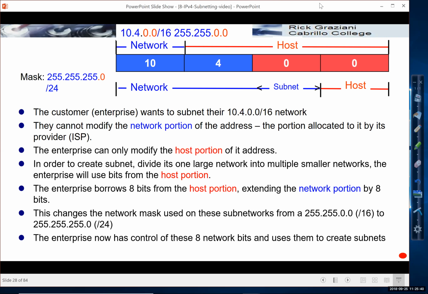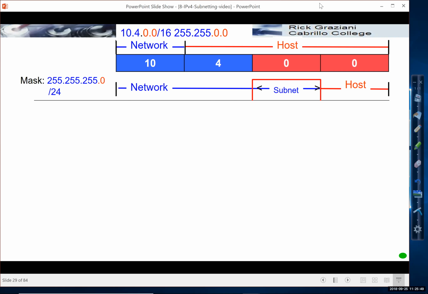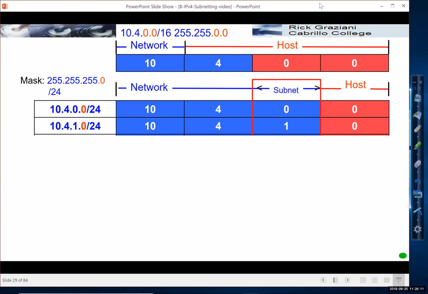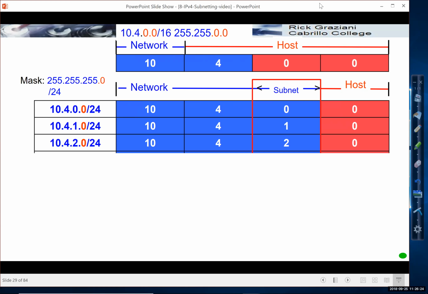The enterprise will now have control of those 8 network bits, sometimes known as the subnet bits, to create the subnets. Okay, let's take a look. So going from extending that subnet mask from /16 to /24, we're using that third octet where we're subnetting on a natural octet boundary. We're going to use that for the network, for the subnet. So the first 2 octets, the 10 and the 4, don't change. Can't change those because those belong to the provider. But we're extending that by 8 bits from /16 to /24 to create our subnets.